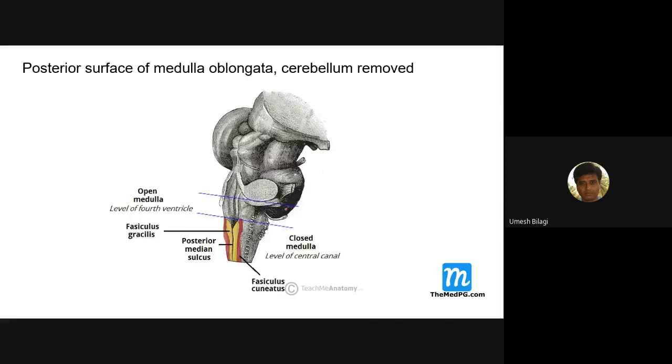Okay, I'll go to the posterior surface of the medulla. As I told you previously, actually there is a cerebellum here, but that has been knocked out for the study of the medulla oblongata in this case. See this medulla oblongata. What structure comes here? Fourth ventricle. Fourth ventricle comes posteriorly. In the upper part of the medulla, there is a fourth ventricle.